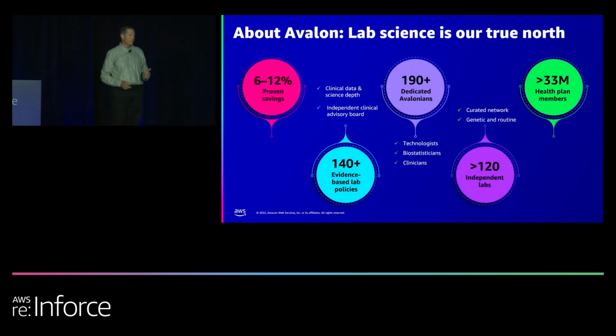Some of these metrics: let's say a medium-sized health plan that is delivering benefits to their patients will spend $1 billion in lab spend. A 10% savings, that's $100 million in savings that Avalon is delivering for a medium-sized health plan. Several other metrics so you can see the size of the company, but probably what's most important out of this slide is that we're housing 33 million members' patient data. Our customers are health plans, so you can see why we take security very seriously.